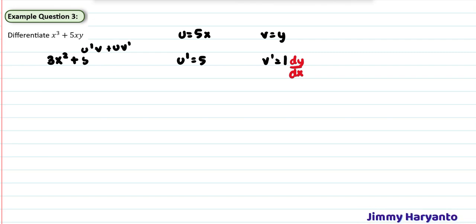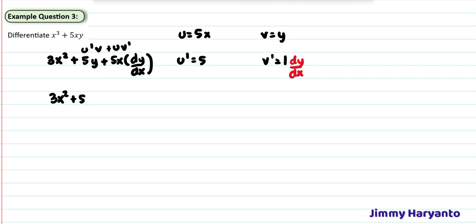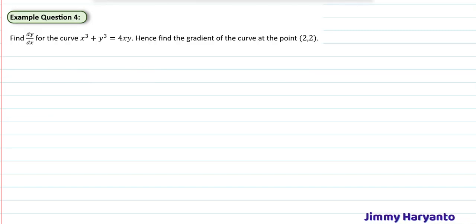That means this one is 5, the v equals y, plus u equals 5x, the v prime is dy over dx. That means this is the result. 3x squared plus 5y plus 5x dy over dx. That's it. Next is example question 4.